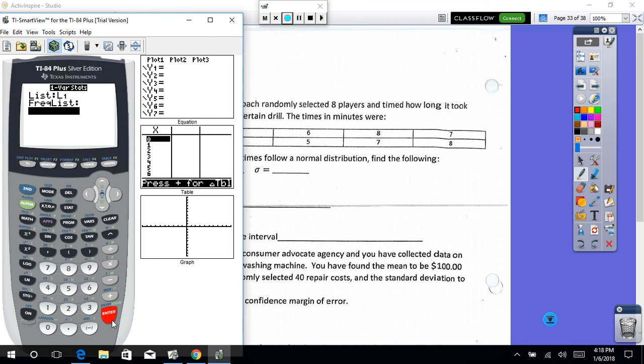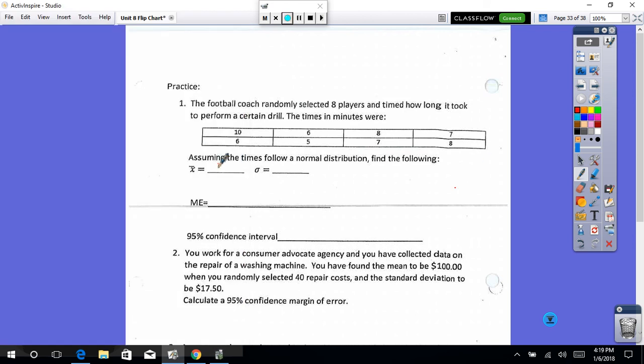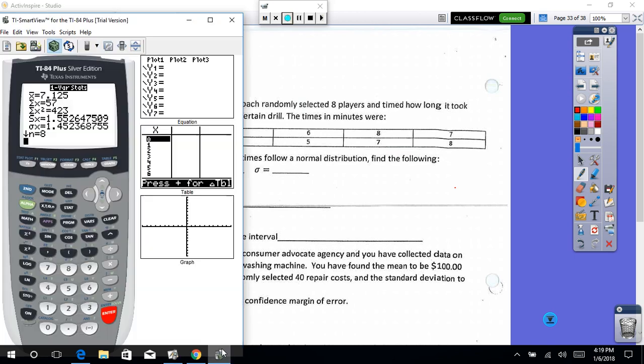And we need to get our average and our standard deviation, which are both listed right there in front of us in our calculator. Average 7.1, we'll say 7.13. Okay, so our average is 7.13. Our standard deviation is 1.45.